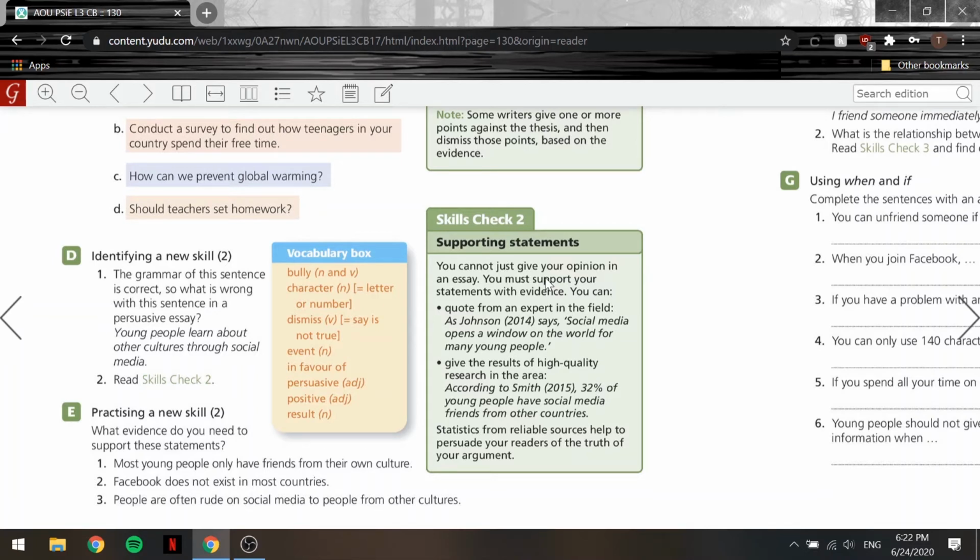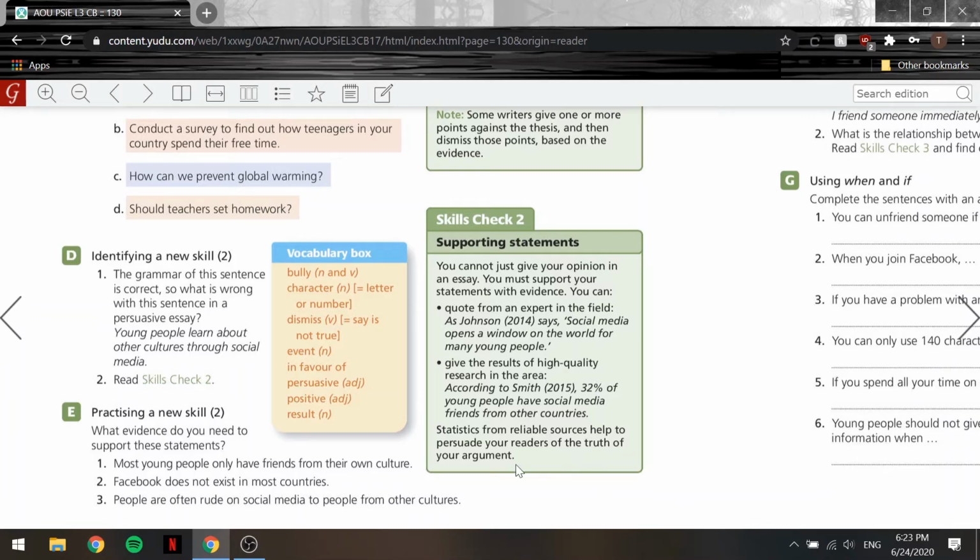So here we have some facts. A quote from an expert in the field, as Johnson 2014 says, social media opens a window on the world for many young people. I can't argue with this. Give the results of high quality research in the area. So something like, according to Smith 2015, 32% of young people have social media friends from other countries. So giving statistics from reliable sources helps to persuade your readers of the truth of your argument, thus highly improving your chances of changing their point of view and winning the argument.